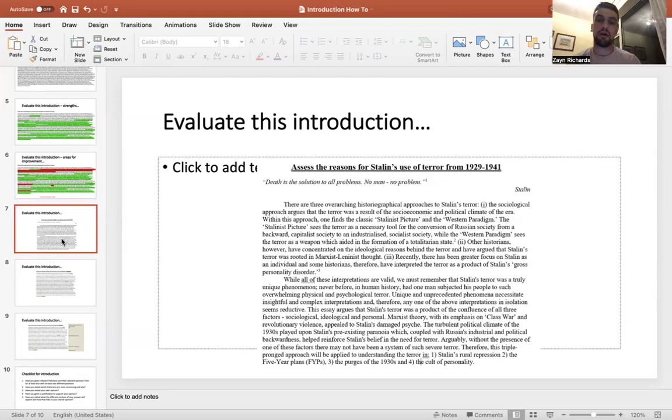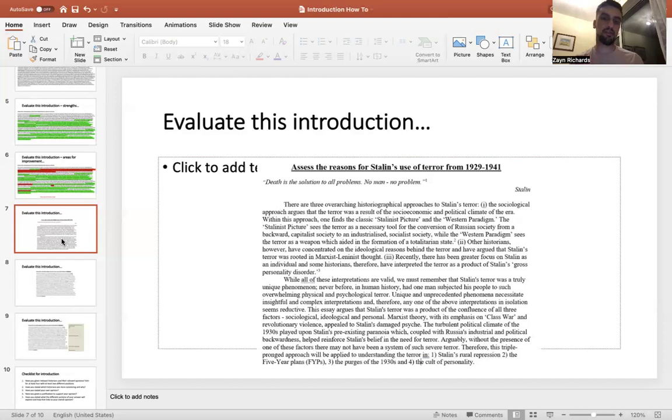And then in the second paragraph, they clearly outline their argument in a very sophisticated manner. So talking about how unique and unprecedented phenomena necessitate insightful and complex interpretations. That's very high level wording at this stage. And then they outline towards the end the 4 sections that they're going to be focused on. So Stalin's rural repression, the 5-year plans, the purges, and the cult of personality.